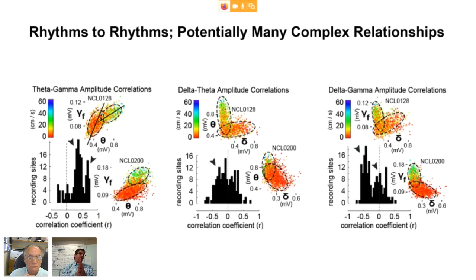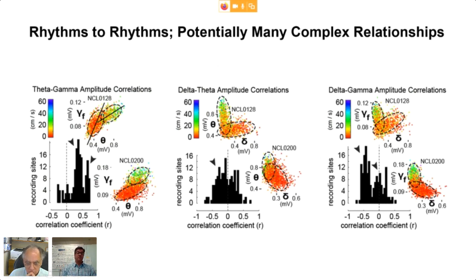Now, this is just a caveat. What I want to say here is that this is by no means a complete story of what's going on with the different rhythms. We saw considerable variability between recording sites for the relationships between rhythms. So in this case, the black plots here at the bottom are just histograms of the correlation coefficients, similar to what I already showed you, but in this case, between the different rhythms. So theta to gamma on the left, delta to theta in the middle, and delta to gamma on the right. And you can see multiple peaks in these cases.